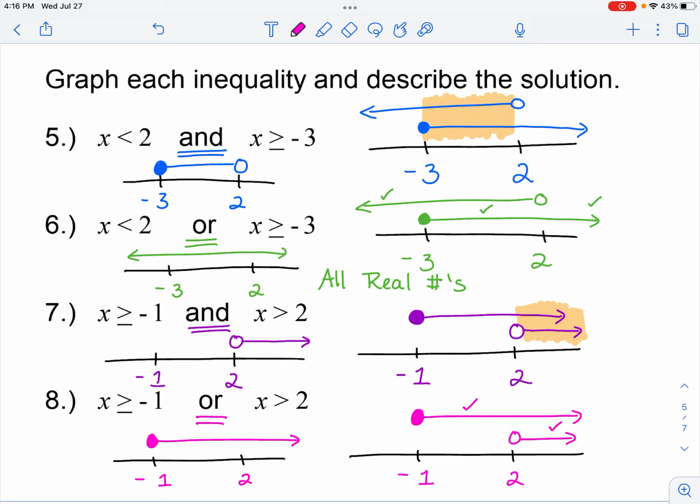All right, so that's graphing compound inequalities. In the next video, we're going to take a look at how to solve and then graph with these compound inequalities.